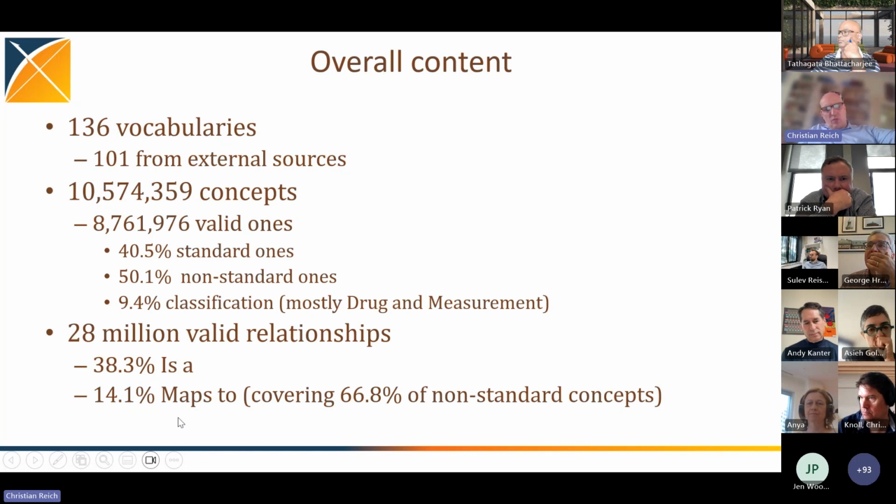So the intro said we need such a thing and it has to have these attributes. Methods explains the structure and the logic, and results is essentially what we have today. Today is about a vocabulary release from two years ago. It's not the current release, obviously. These are the vocabularies, these are the concepts, these are the relationships.